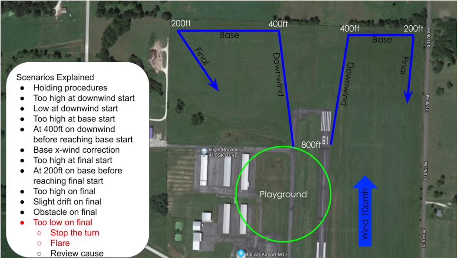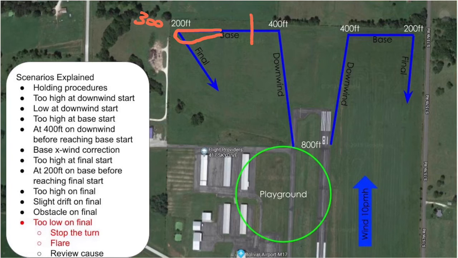If you reach the final entry point too high, so you're on your base, you reach the final entry point, and instead of being 200 feet, you're at 300 feet or even 400 feet, we can do a small S-turn to lose altitude. So what we're going to do, downwind, base, we're going to go ahead and we reach here and we are at 300 feet. We're going to go ahead and turn, do a slow 180 degree turn facing back towards your base leg.